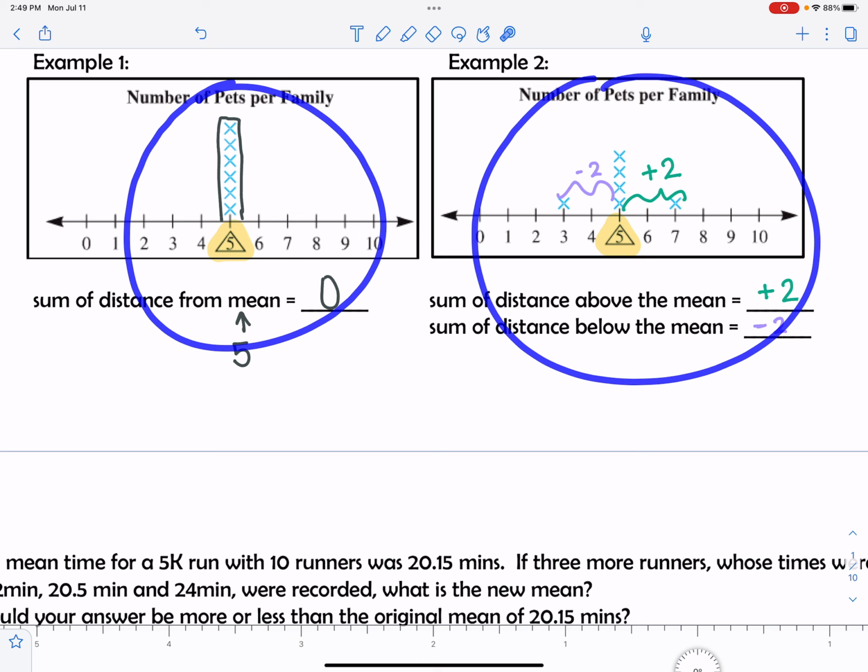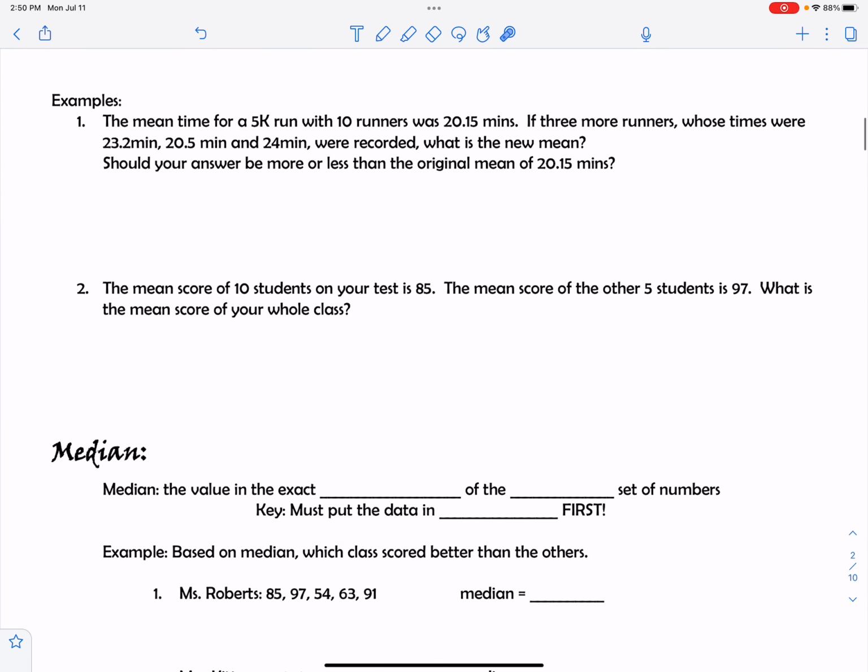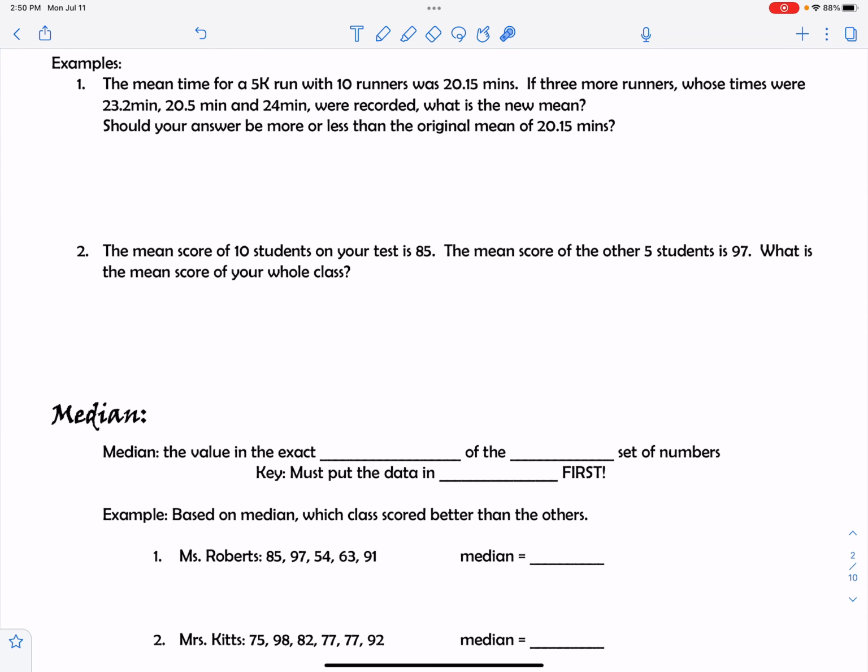This data set on the left, these are all 5. The set is 5, 5, 5, 5, 5, 5, 5, versus this one does have a little bit of variation. So that's why we're going to need more than just the mean. But before we look at that, let's look at two examples to do with mean.